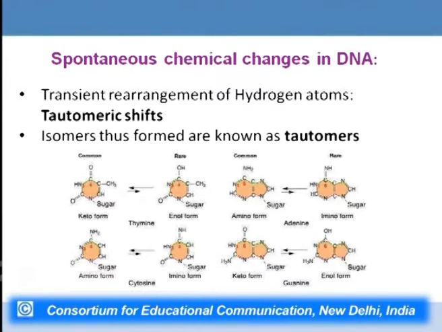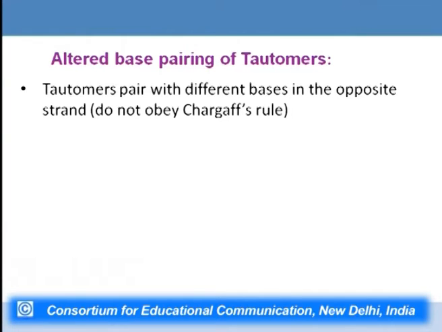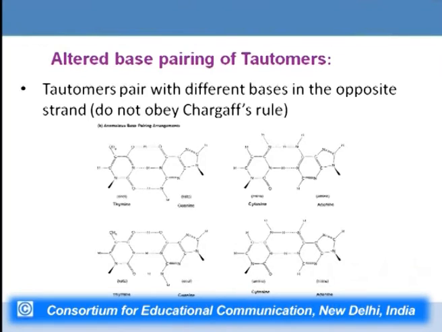So if these particular tautomers are present, then this would change the base pairing ability of these bases, and this will lead to mutation. Tautomers do pair with other bases, but they do not obey Chargaff's rule, which is that A always pairs with T and G always pairs with C. So the rare tautomeric forms will pair with some other bases as compared to the normal bases which follow Chargaff's rule. This panel shows that if thymine is present in enol form, which is a rare tautomeric form, then it can base pair with guanine, whereas in the normal keto form it would be base pairing with adenine. Similarly, cytosine in its rare imino form will be pairing with adenine, whereas in normal condition it should pair with guanine.